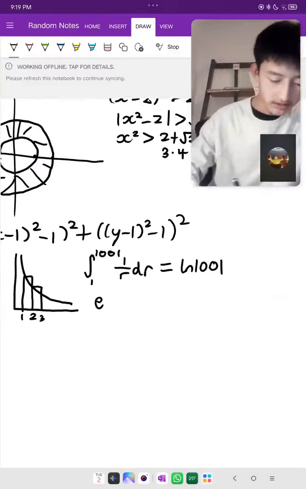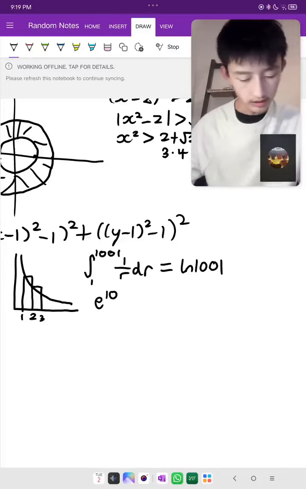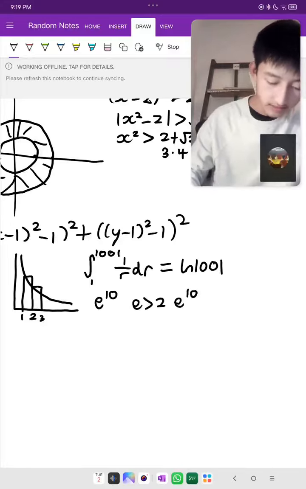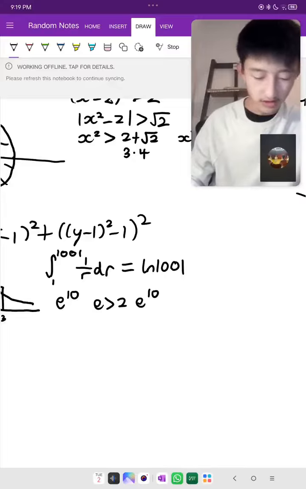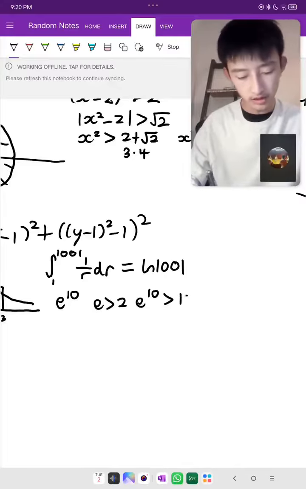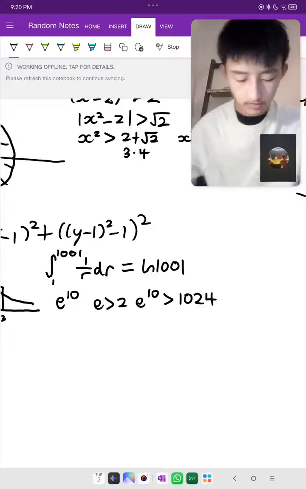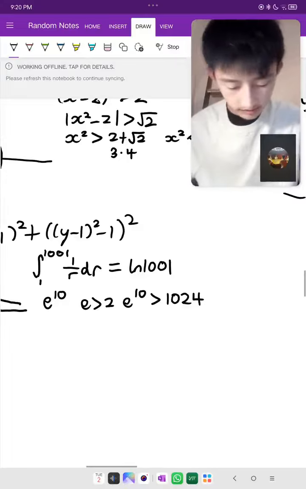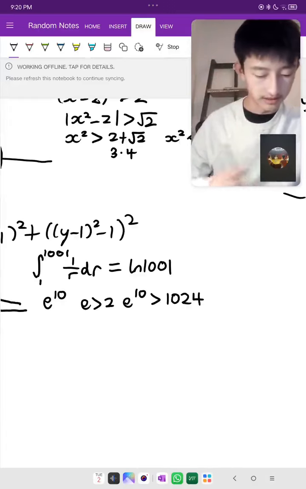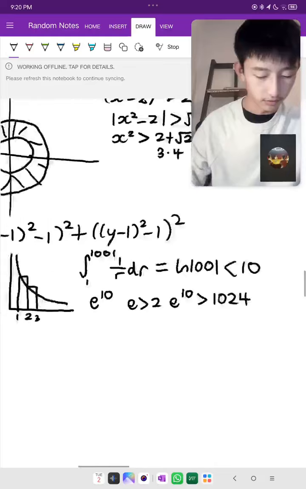So e to the 10, I know that e is greater than 2. Raising to the power of 10 is an increasing function, e is positive. That means e to the 10 is going to be greater than 2 to the 10, which I believe is 1024. So that means ln 1001 is going to be less than 10. So I think we're done.